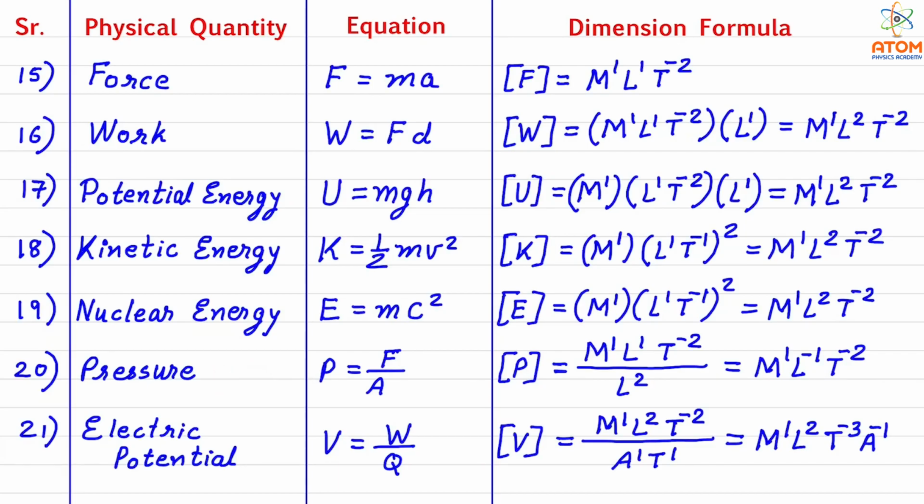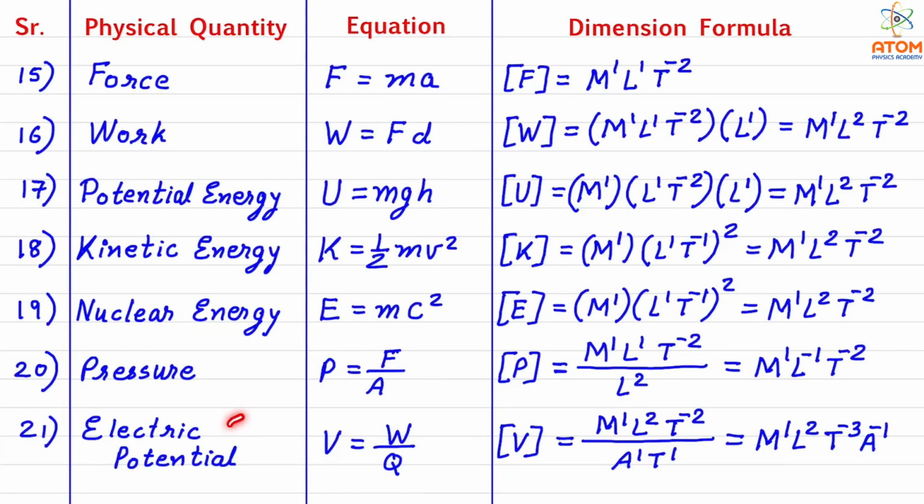Then comes pressure. Pressure P is equal to F upon A, that is force upon area. Force per unit area is known as pressure. So the dimension formula of force is M1 L1 T-2, and for area it is L2. So we can write M1 L-1 T-2. This is the dimension formula for pressure.